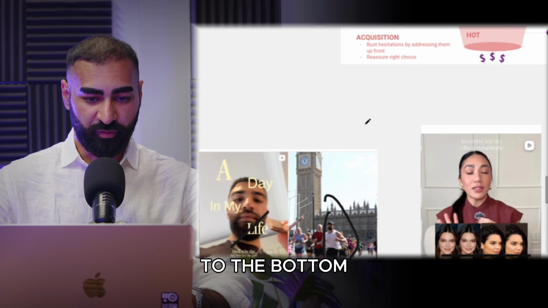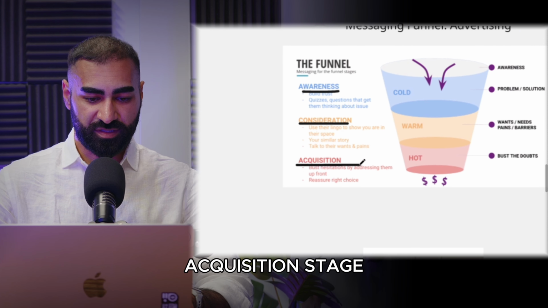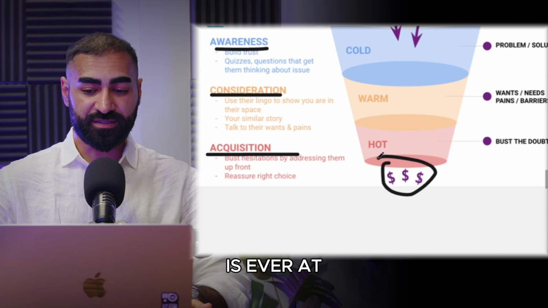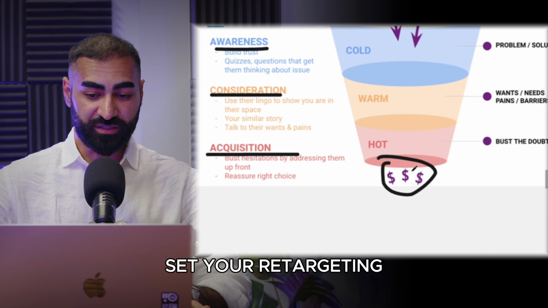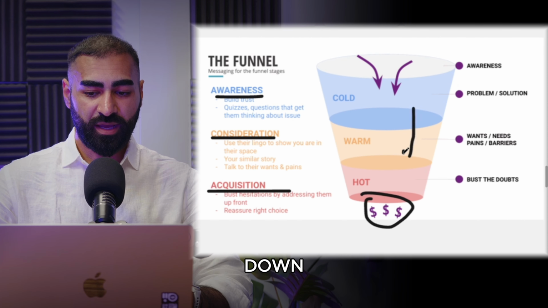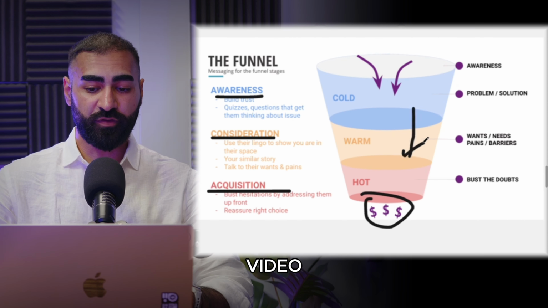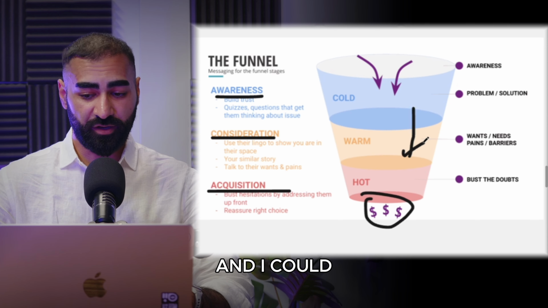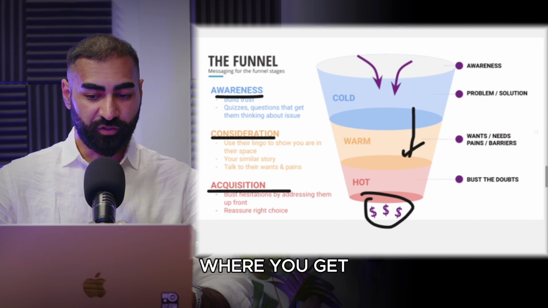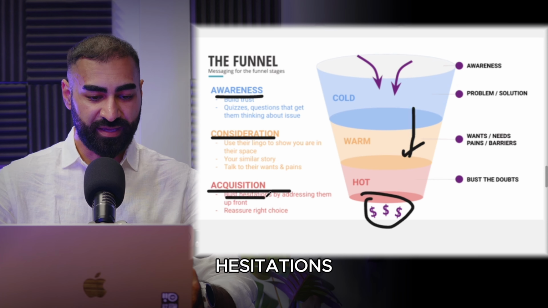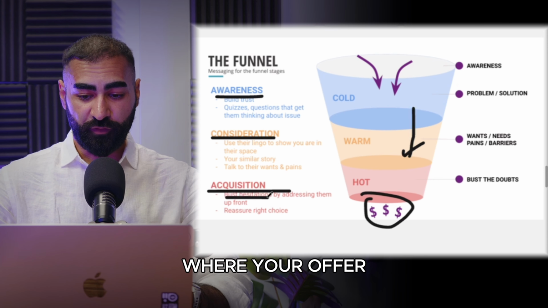So let's go to the bottom of funnel, which is your acquisition stage. But here's the thing, only 3% of your audience is ever at this stage, and it's where you need to set your retargeting up. So people who have engaged with your messaging funnel coming down, and they've either watched a good part of a video or they've visited a landing page. It's super simple to set up, and I could do a whole video on that. But this is where you get them off the fence and ensure they submit as a lead. You bust any hesitations. And it's also where your offer comes into place.